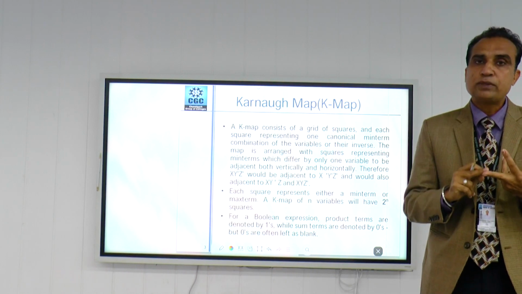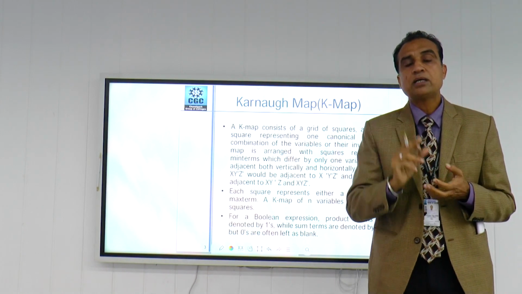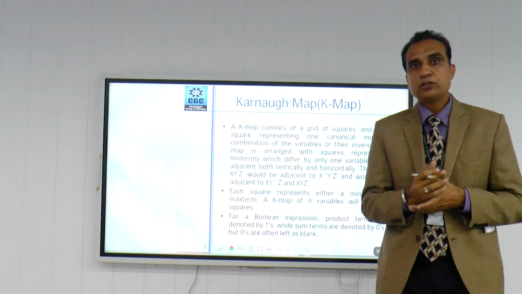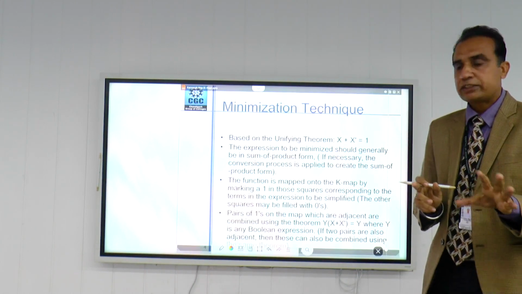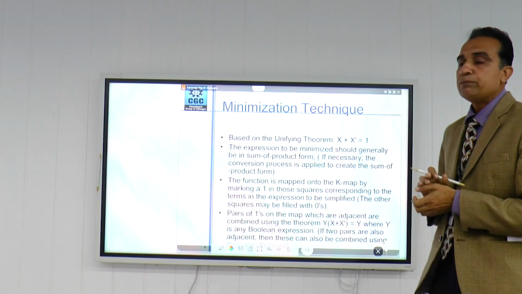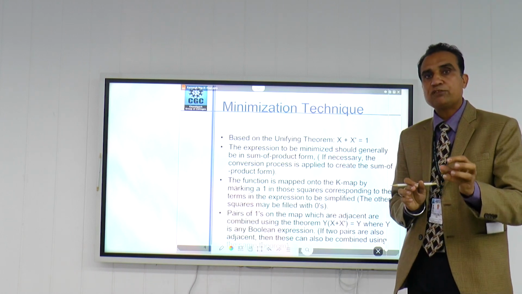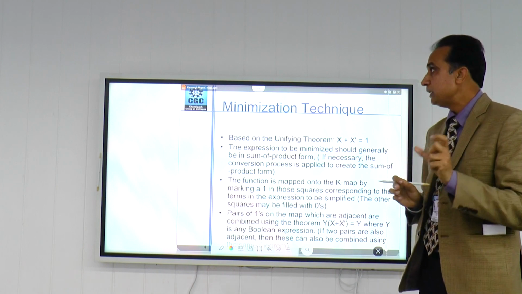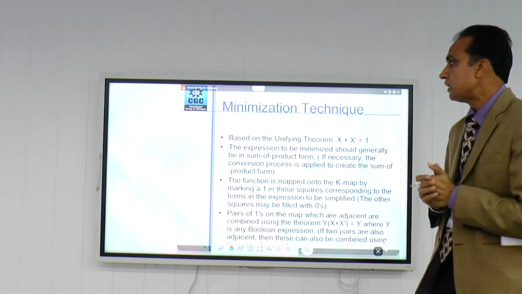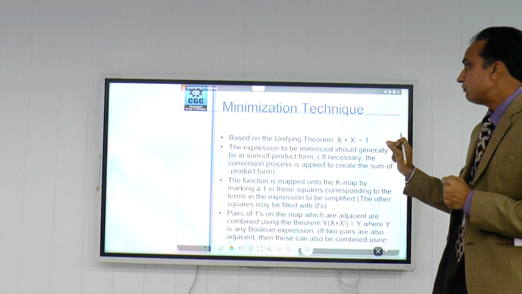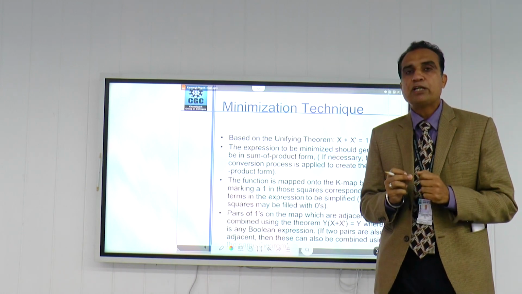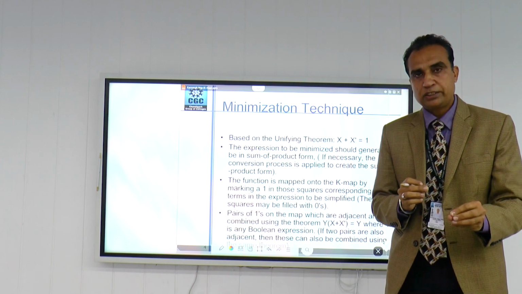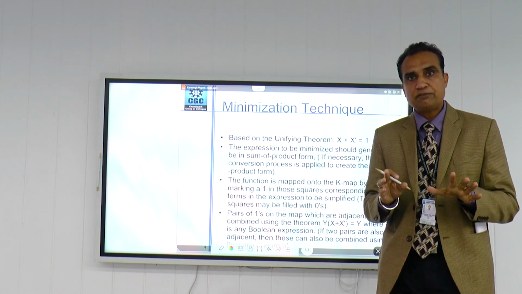In case of POS, we use zero to denote the max terms. This is a denotation of the min terms or max terms in the K map. Now, how do we simplify the equation with the help of a K map? These are the minimization techniques used in a K map, based on the unifying theorem, x plus x complement is equal to 1. When we put the values into the K map, then we have to simplify the equation.